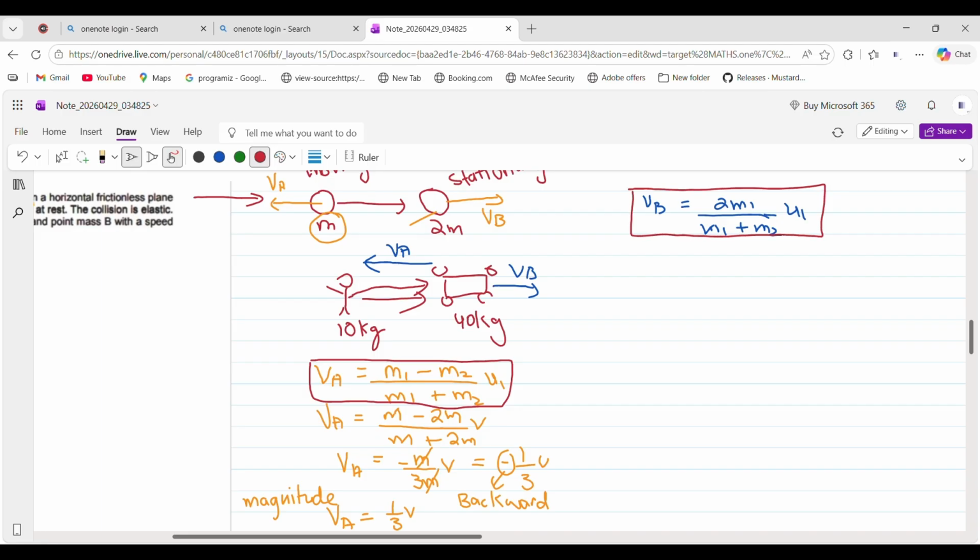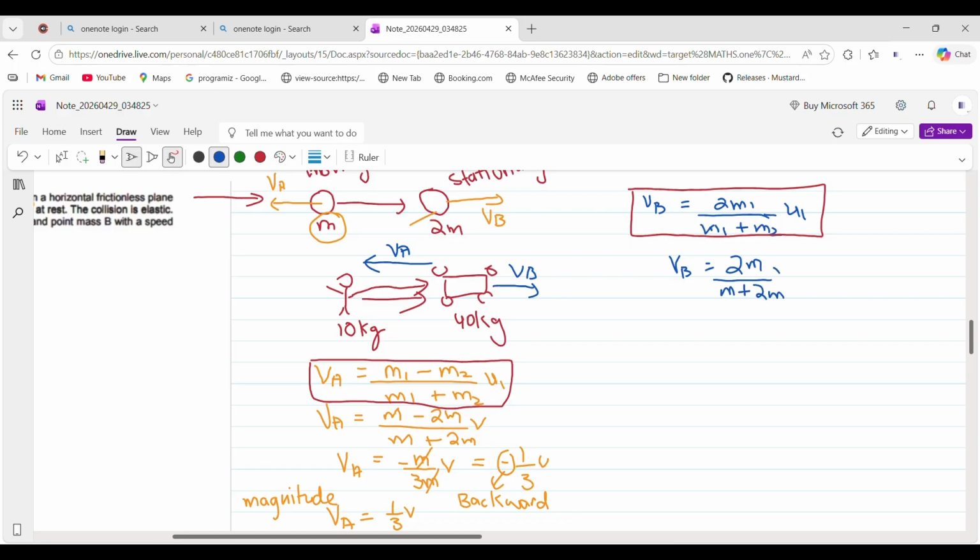These two formulas are basically used when one body with some velocity v collides with another body that is at a stationary level, which means not moving, okay? And that basically collision is elastic collision. Now see, let's just substitute the values. So VB is equal to 2. M1 is basically we have M, okay, and m1 plus m2 is M plus 2M, and U1 is again V.